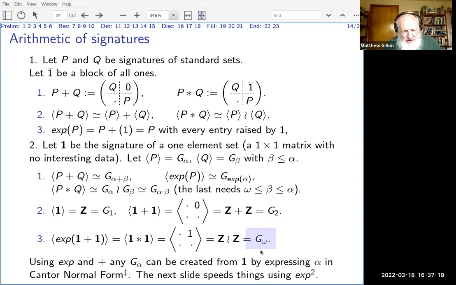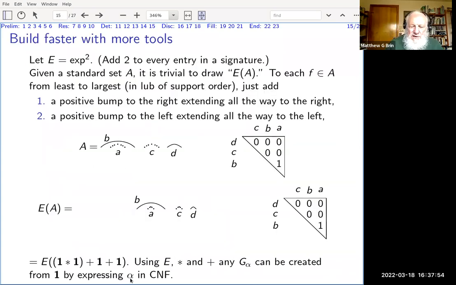And so using the exp formula, any G alpha can be created from basically Z by expressing alpha in Cantor normal form. And then there's my little reminder to point out that if you don't use Cantor normal form, you will get a perfectly good group that's not one of these G alphas. However, better than doing exp once is to do it twice. And the next slide starts explaining that.